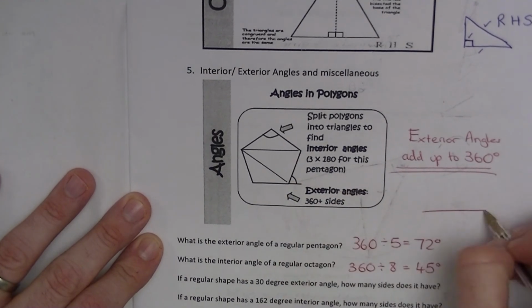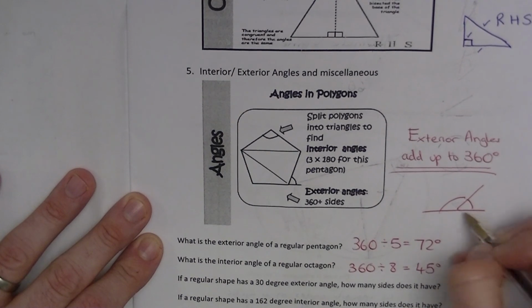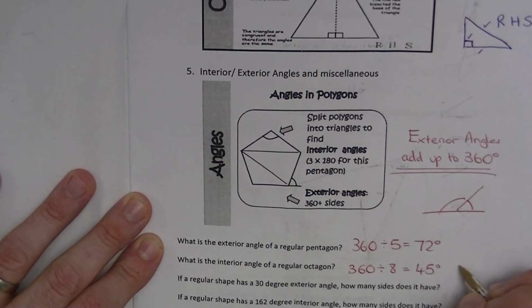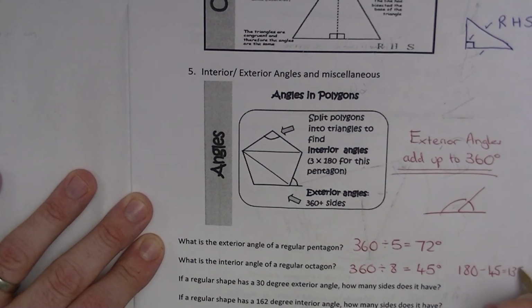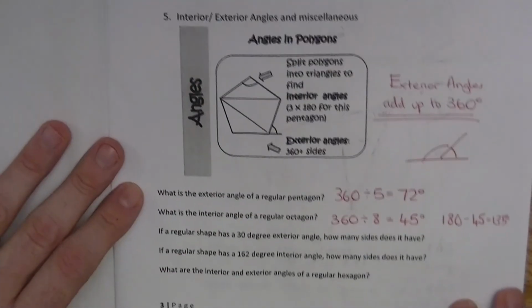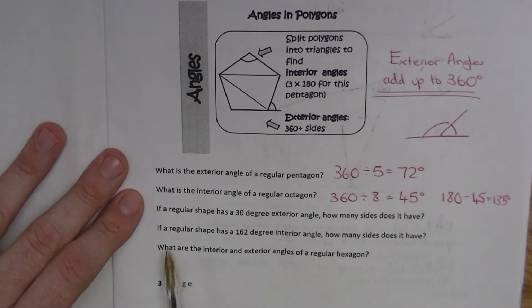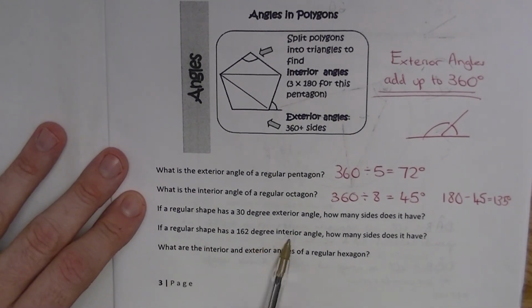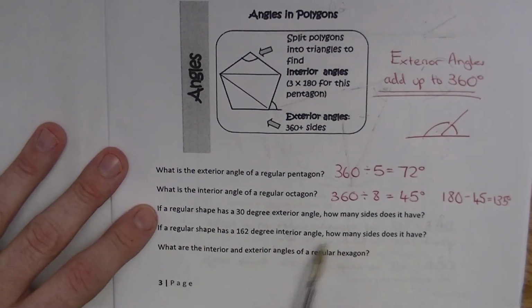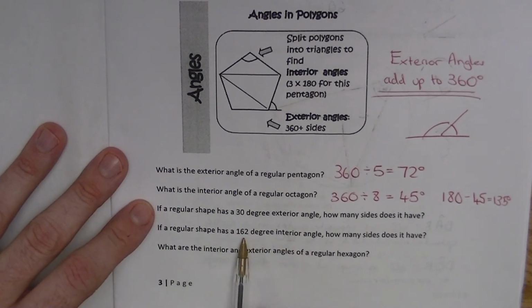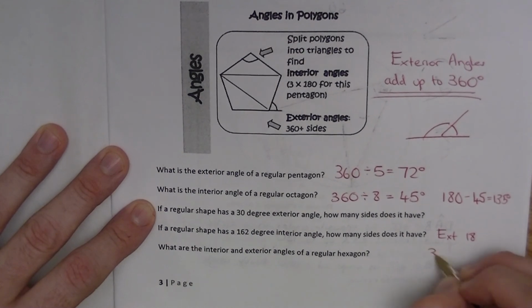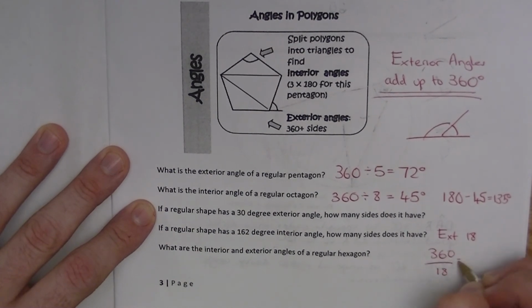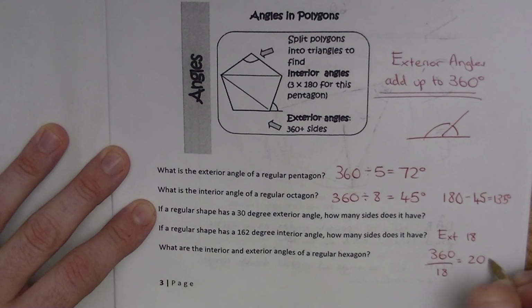However, an exterior and interior angle will add up to 180, so the interior is 180 take away 45, which is 135 degrees. If a regular shape has a 162 degree interior angle, how many sides does it have? Don't know. But if the interior angle is 162, the exterior is 18. 360 divided by 18 tells me that this is a 20-sided shape.